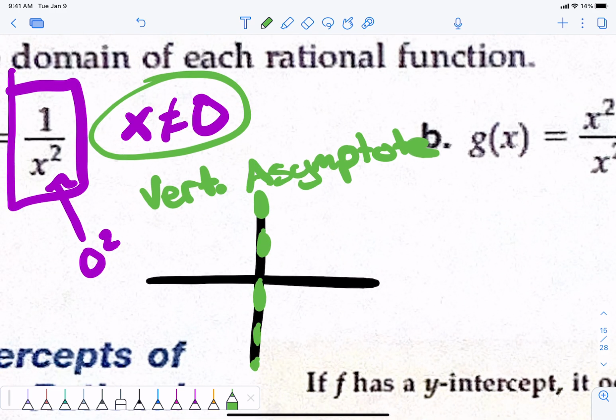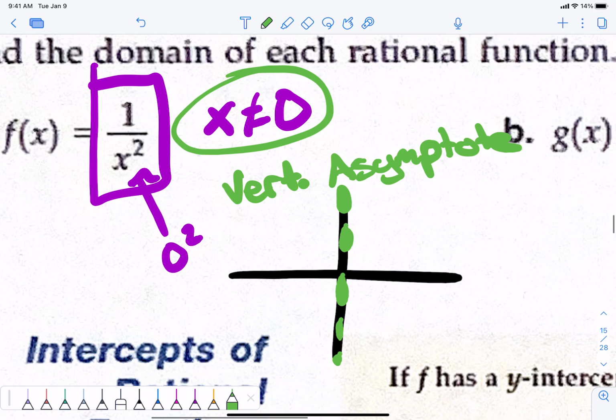There is one other little change to the graph. What happens if it's 1 over x squared instead of 1 over x? It's still the boomerangy, okay? But when you take and square something, it can never be negative, correct? If you take something, even a negative, and you square it, it's always going to be a positive.